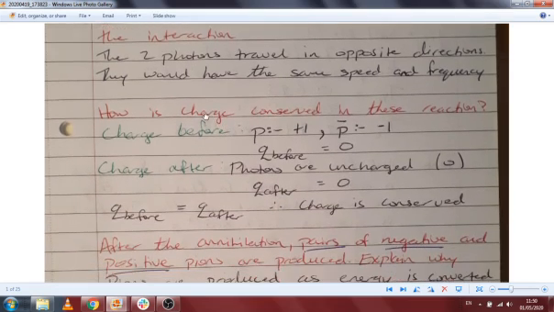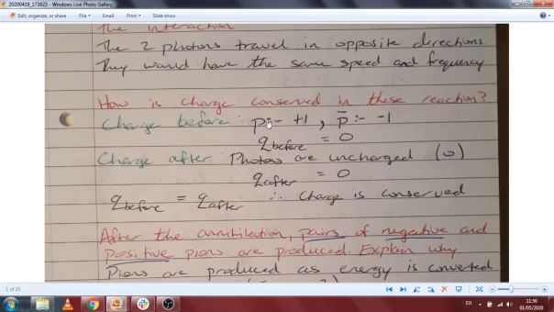How is charge conserved in these reactions? Well, before we have a proton, which is a charge of +1, and we have an antiproton, which is a charge of -1. So before, the charge is 0. Afterwards, as photons are uncharged, the charge afterwards is 0, so the charge before equals the charge after, so charge is conserved.